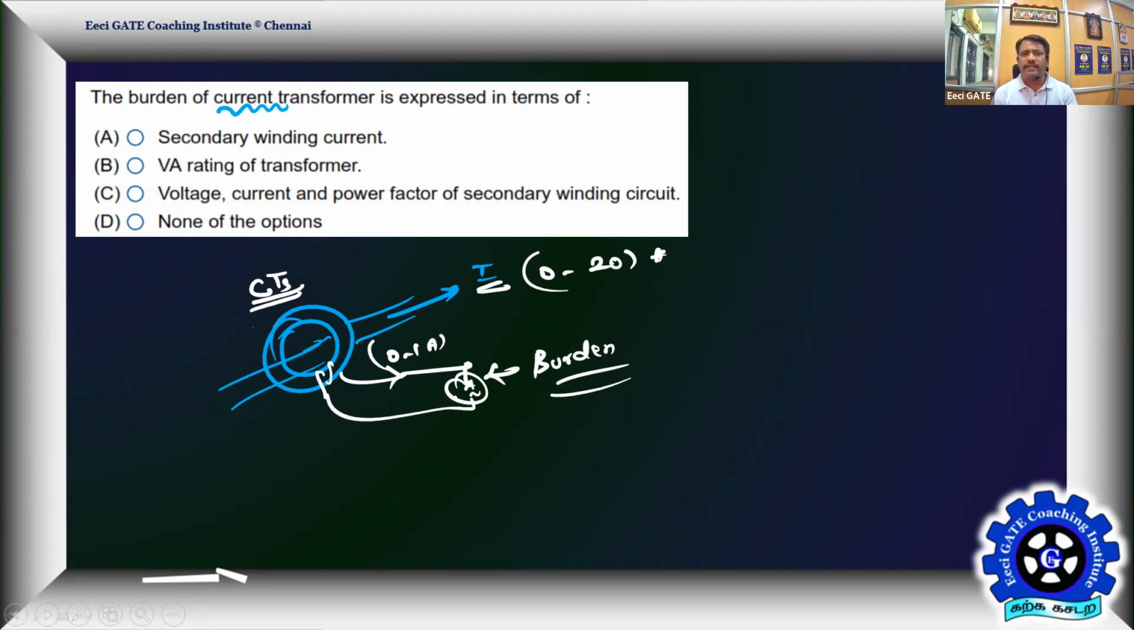It is going to have an internal resistance. The resistance of the ammeter is what acts as the burden. So the burden of a current transformer is expressed in terms of simply the secondary winding current. That's the correct answer. The maximum secondary winding current should match the full scale deflection current of the instrument, which we always connect to the secondary of the instrument transformer, a current transformer in this case. That's a simple problem once you know the CT and PT.